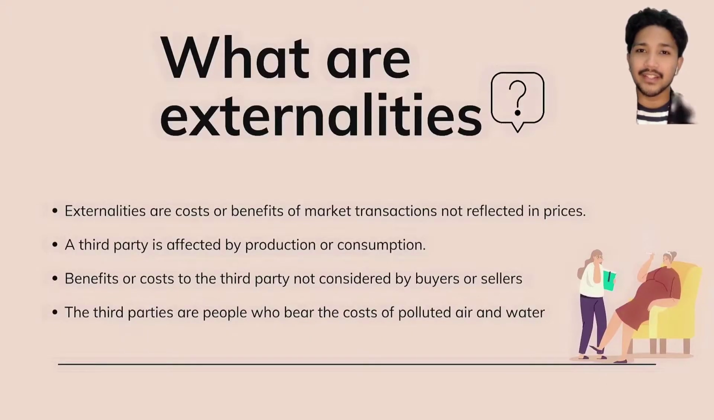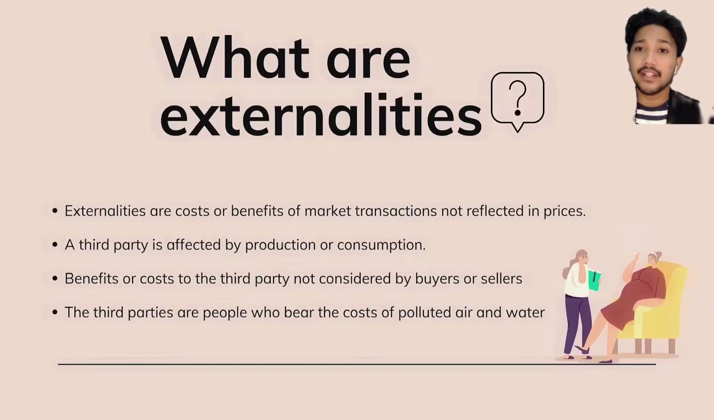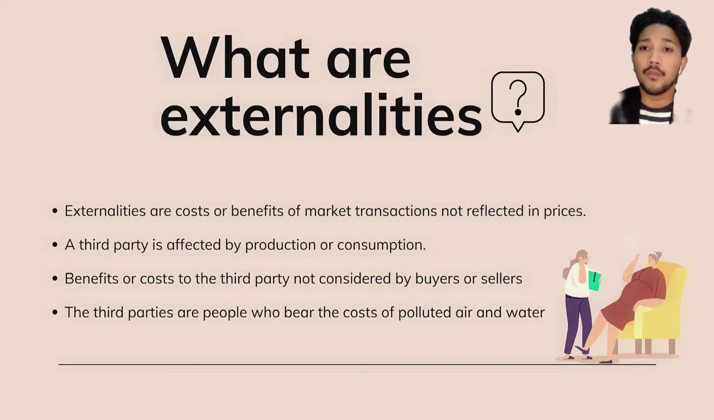What are externalities? Externalities by nature are generally environmental, such as natural resources or public health. Externalities are costs or benefits of market transactions not reflected in price. Production or consumption affects a third party, and the benefit or cost to the third party is not considered by consumers or sellers. People who pay the cost of polluted air and water are considered third parties. We have two types of externalities, positive and negative externalities.